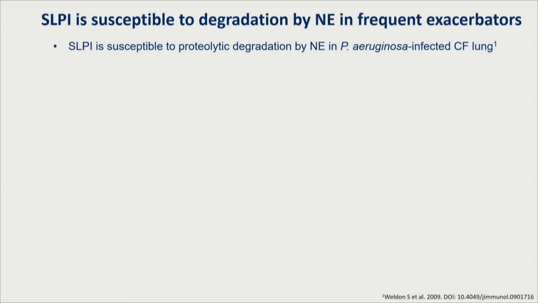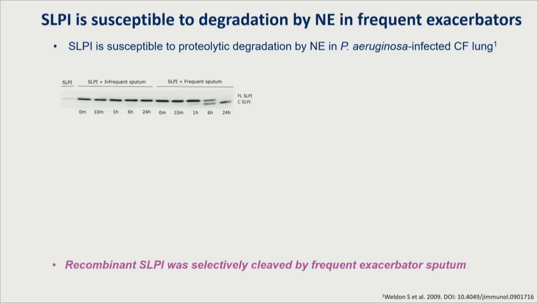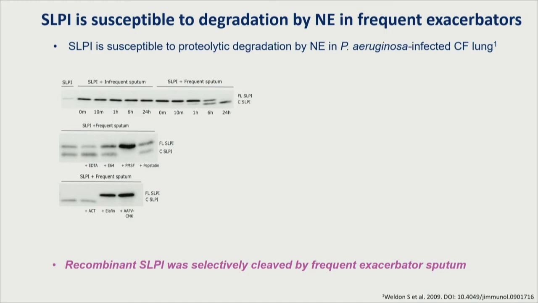SLPI is known to be susceptible to proteolytic degradation by neutrophil elastase in the Pseudomonas aeruginosa-infected lung. We carried out an experiment with pooled sputum from infrequent and frequent exacerbators, and we found that recombinant SLPI was selectively cleaved by frequent exacerbator sputum after a 24-hour period, whereas it remained full length and intact in the infrequent exacerbator sputum. Using a range of broad spectrum and specific protease inhibitors, we were able to determine that neutrophil elastase was the protease responsible for cleaving SLPI within the sputum, indicating that there was an excess of elastase activity within the frequent exacerbator sputum samples.